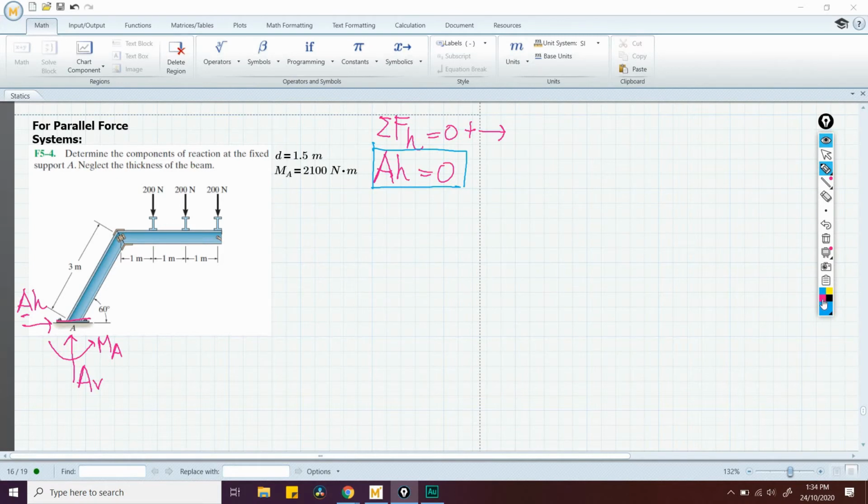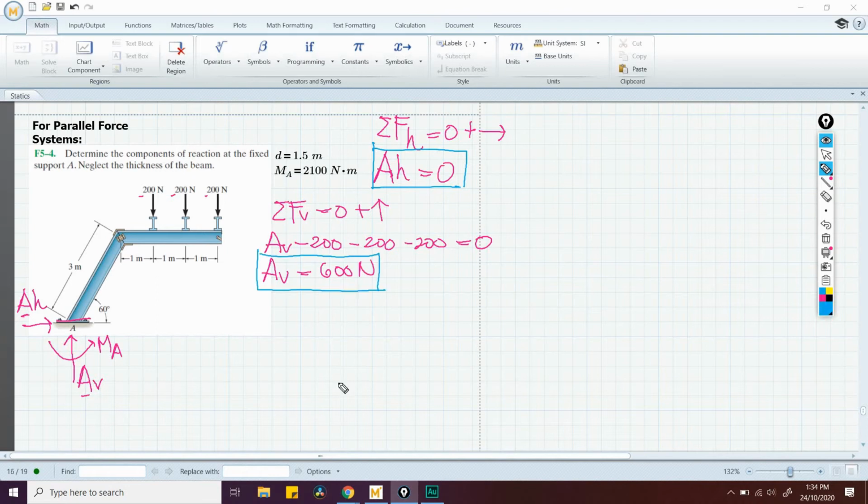Next, summation of forces, let's try vertical. So we have summation of forces vertical equal to 0, positive ang going up. Check natin ano yung mga vertical. AV, it is going up ang assumption natin, so positive siya. Then we have tatlong 200 dito na going down, so we will have minus. So minus 200 minus 200 minus 200, and equal lang yan kay 0. So therefore, our AV is equal to 600 newtons. So that is our AV. May reaction na tayo. Nakasolve na tayong dalawa. Yung isa 0, yung isa 600.